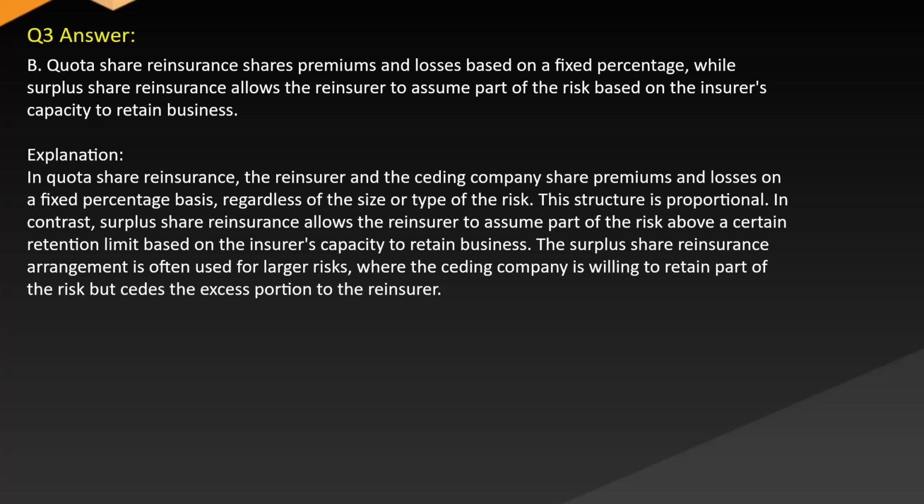Its structure is proportional. In contrast, surplus reinsurance allows the reinsurer to assume part of the risk above a certain retention limit based on the insurer's capacity to retain business. The surplus share reinsurance arrangement is often used for larger risks where the ceding company is willing to retain part of the risk but cedes the excess portion to the reinsurer.